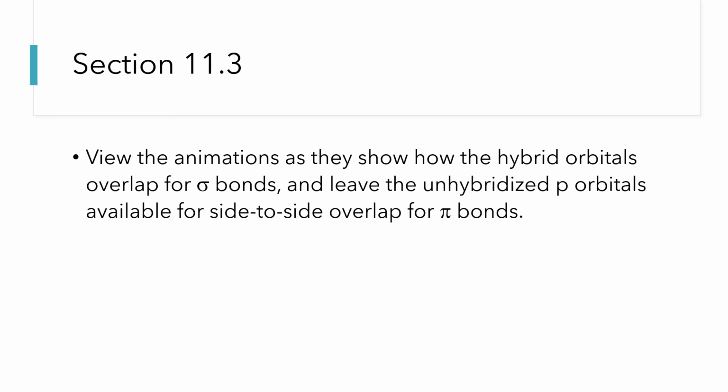I'd really like for you to take a moment right now and look at section 11.3 in your textbook. The animations that they have in there show how you take these hybrid orbitals and overlap them to get sigma bonds, and they show very clearly how those unhybridized p orbitals are available for that side-to-side overlap to make pi bonds. Those diagrams, these are like 5-second animations, do a really good job of showing how all of that stuff fits together. So please take a moment and go and look at those.